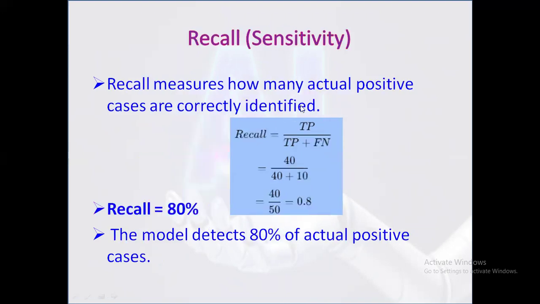Next is the recall, or sensitivity. Here we are calculating it as true positive divided by true positive plus, not false positive as in the previous case, but false negative. So we are calculating 0.8 and the percentage is 80 percent.